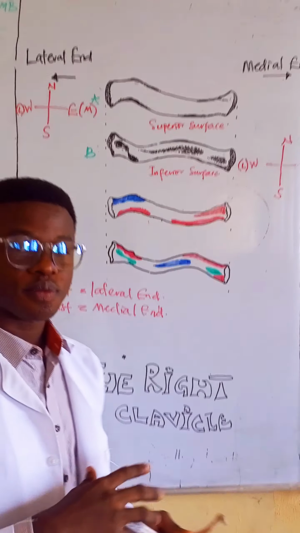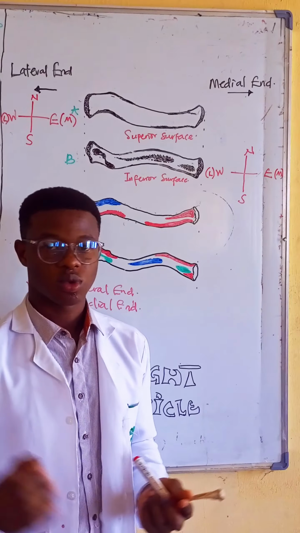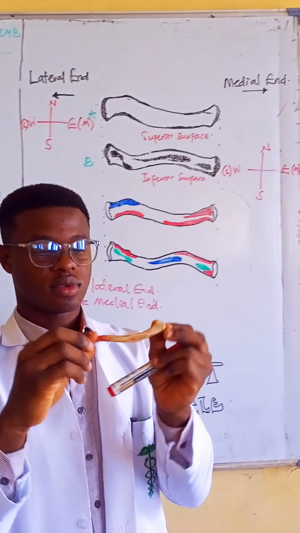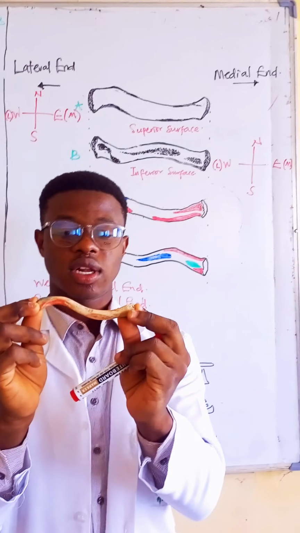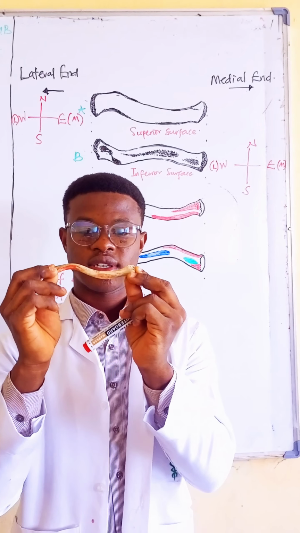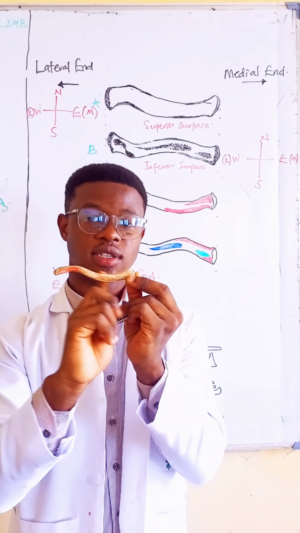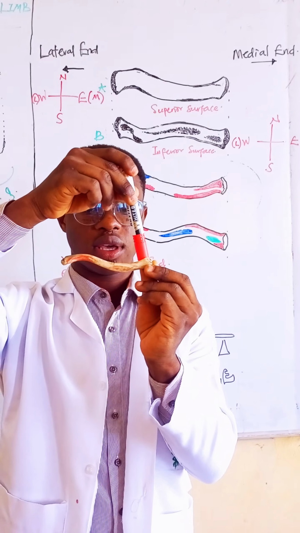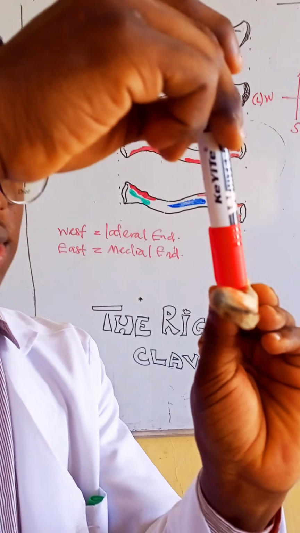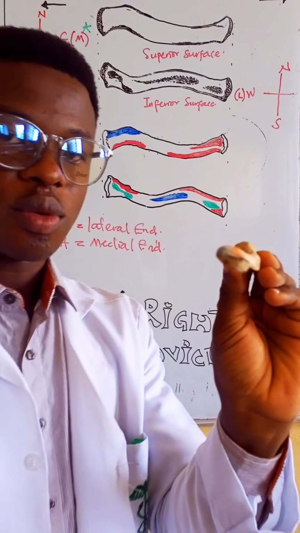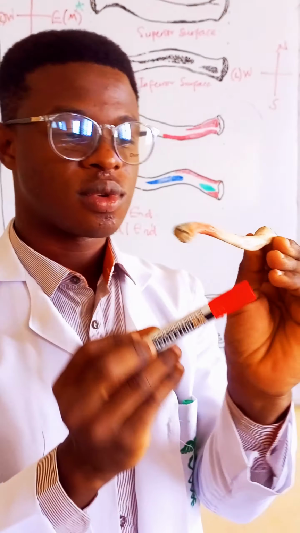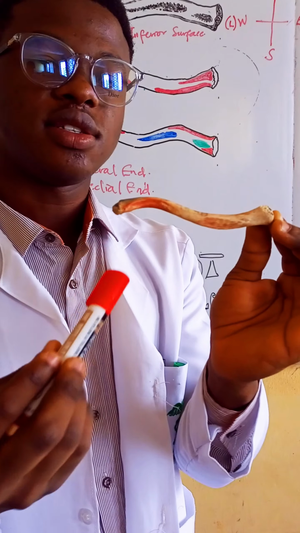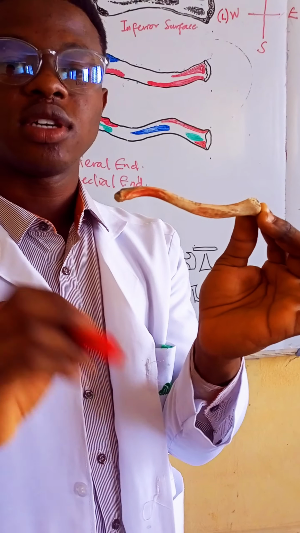So we have the anterior border of the clavicle and the posterior border of the clavicle. That is, from our right clavicle here, since the clavicle is placed like this and not like this, so that it can have a superior surface and an inferior surface. From this edge, from this side to this side, is the posterior border of this clavicle, while from here to the lateral end is the anterior border of the clavicle.